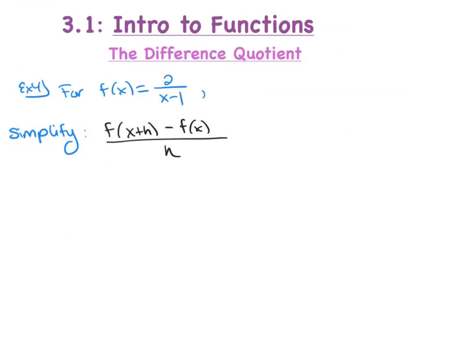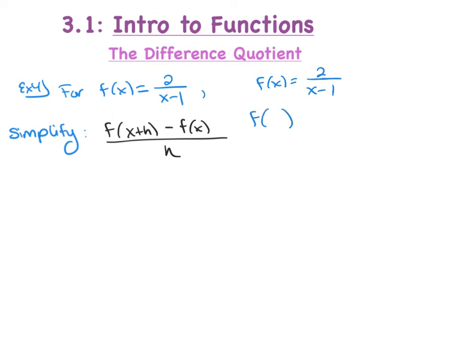So for our last example, let's do a fraction f of x. Let's do f of x equals 2 over x minus 1. And we'll simplify again the difference quotient. So the f of x plus h minus f of x over h. Okay, so we know f of x pretty well. It's given to us. It's 2 over x minus 1.